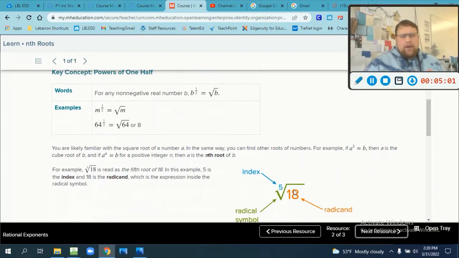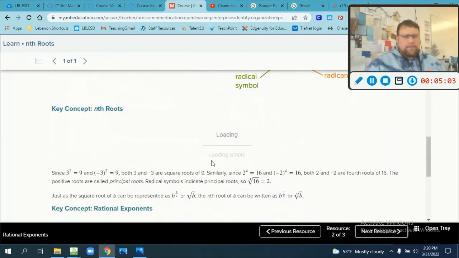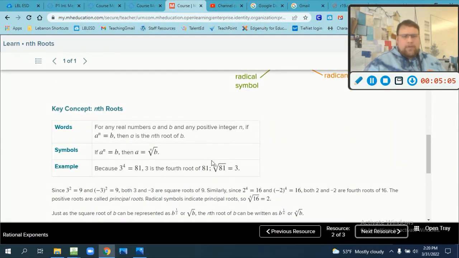I'm moving on down. Here's what we already wrote down. We're going to talk about nth roots for any real numbers a and b and positive integer n. If a to the n equals b, then a is the nth root of b. In other words, if a to the n equals b, then a equals the nth root of b. See what we're doing there? Because 3 to the 4th equals 81, 3 is the 4th root of 81, and the way we would say that is the 4th root of 81 equals 3, which is true. 3 times 3 times 3 times 3 is 81.